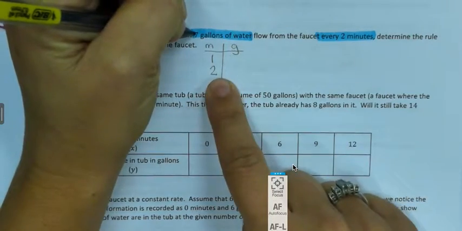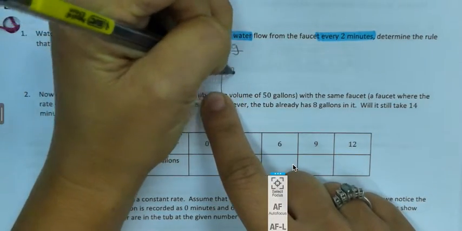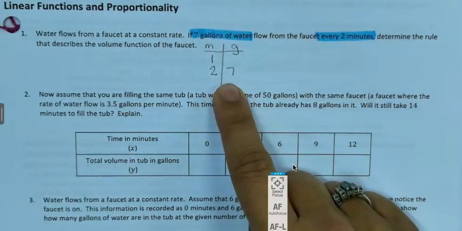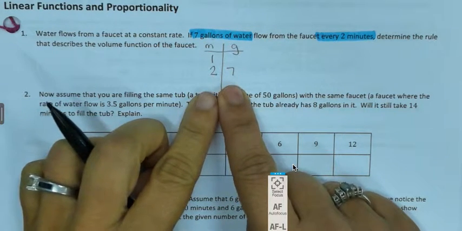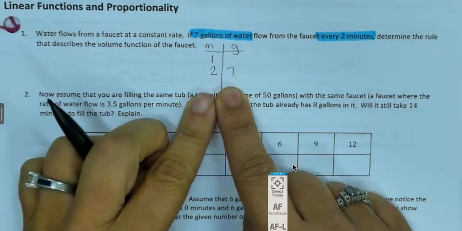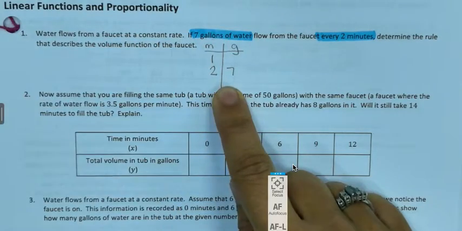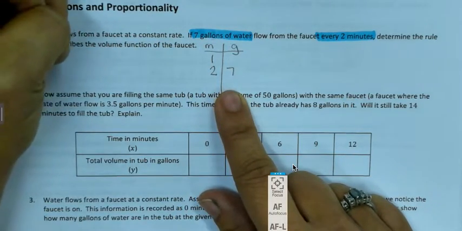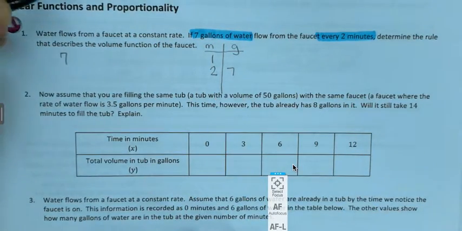And what goes with the 2 minutes? 7 gallons. Okay. Can I turn that into a proportion or a rate or a ratio? And what would that become? 7 what? Using variables. 7 what?